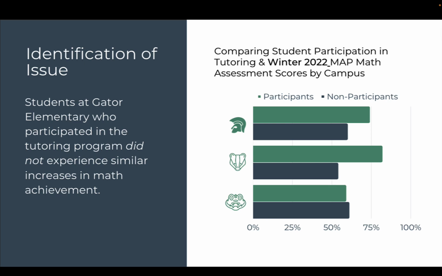After the first semester of the year was complete, the team reviewed the most recent MAP assessment results from winter 2022. The data showed that Gator Elementary did not experience similar increases in the percent of students scoring at grade level when compared to Badger and Spartan elementary schools.